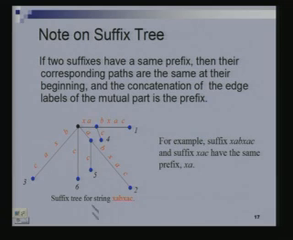Now this is the key thing which we are using in pattern matching. So if I have 2 suffixes XAB, XAC, and they have the same prefix XA, then their corresponding paths are the same at the beginning, and that part is just the concatenation of the edge labels of the mutual part. So XAB, XAC, their common part is XA, so it will come here in this way. This is going to be crucial in a short while.